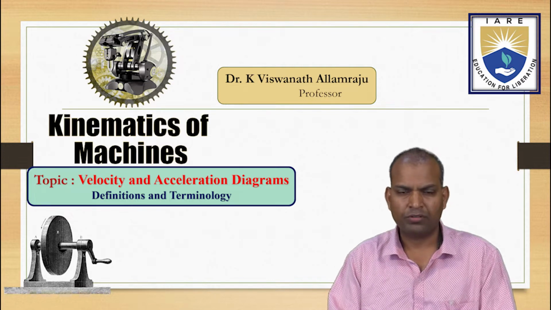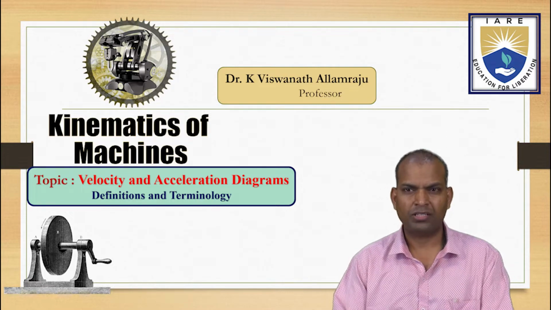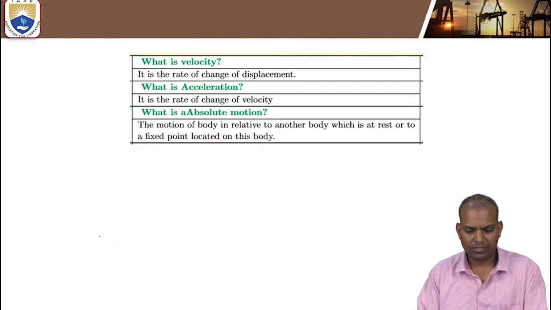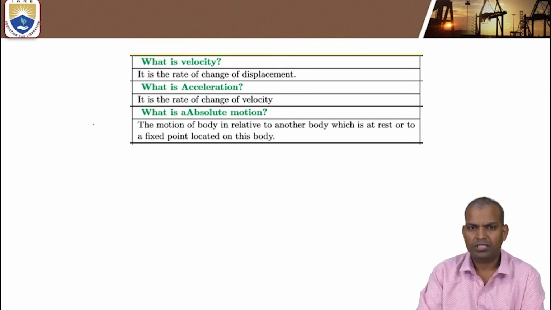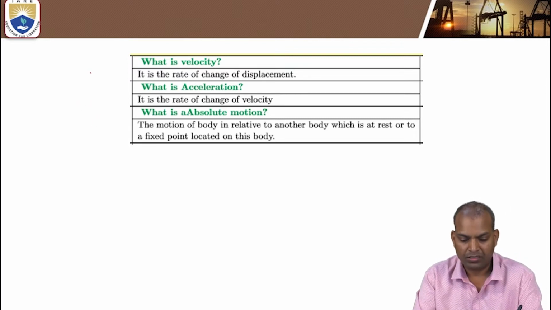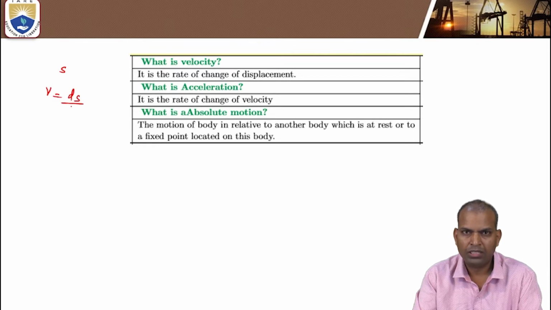In this session, we are going to study the definition and terminology of velocity and acceleration diagrams. So, what is velocity? The rate of change of displacement is known as velocity. Suppose S is the displacement, then velocity V equals ds by dt.